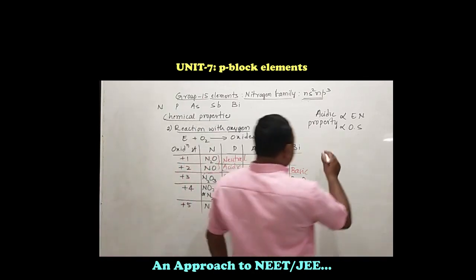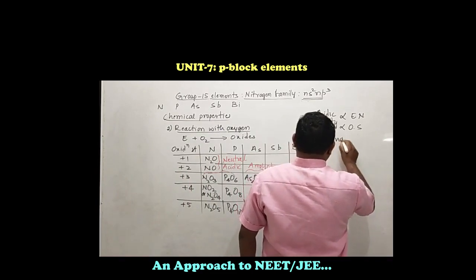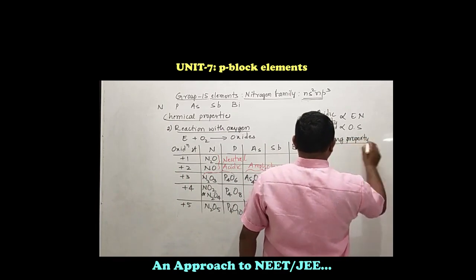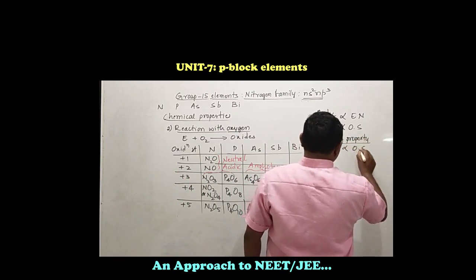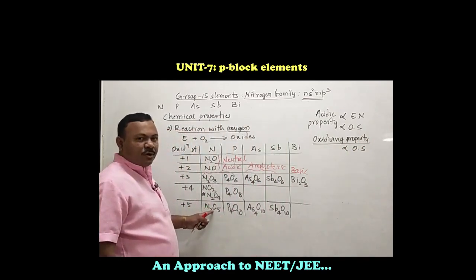When you concentrate on the oxidizing property, it all depends on oxidation state. It increases with increase in oxidation state. It means pentoxides are stronger oxidizing agents than compared to trioxides.